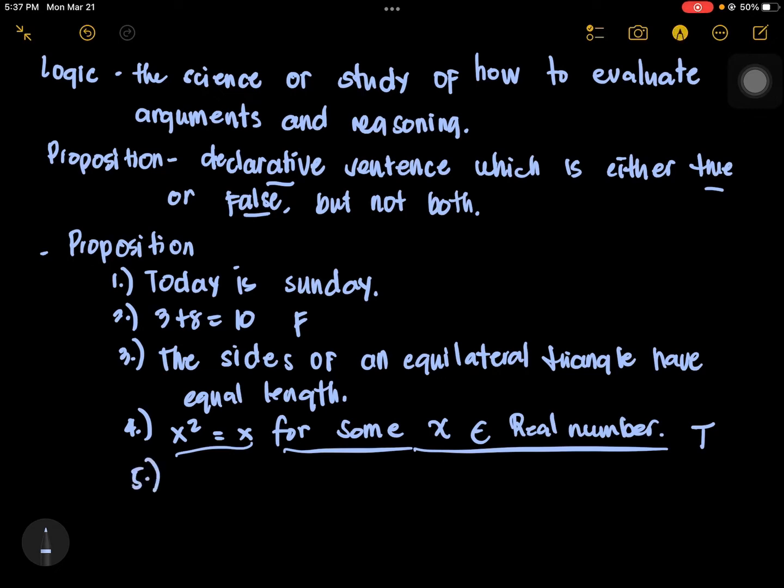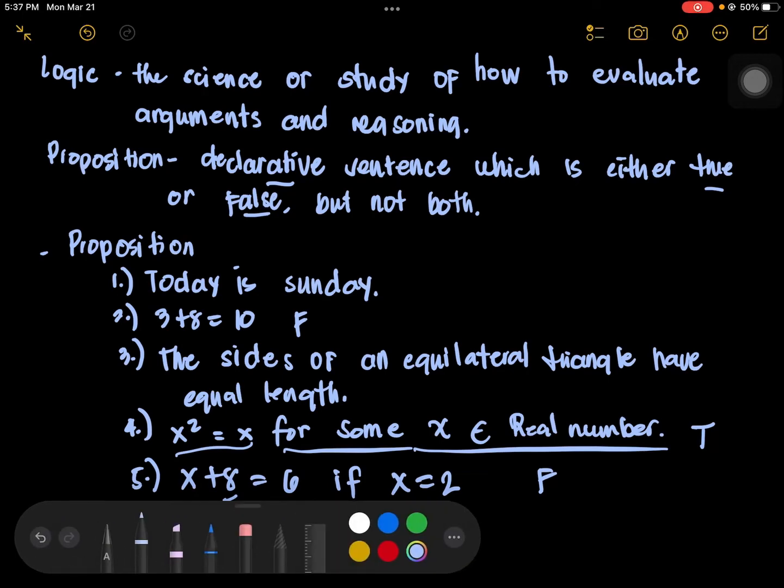Last example, number 5: x plus 8 equals 6 if x equals 2. So obviously, this is false. When x equals 2 and you add it to 8, it's 10. So it's not equal to 6. It's still a declarative sentence, yes, and the truth value is false. So it's still under proposition. It only means that it doesn't matter if it's true or false, as long as it's either true or false, but not both. So that is proposition.